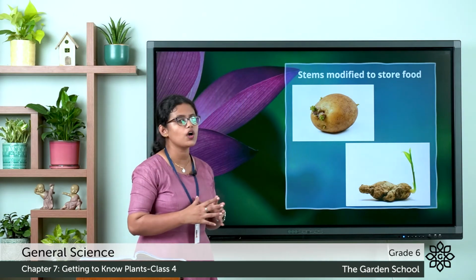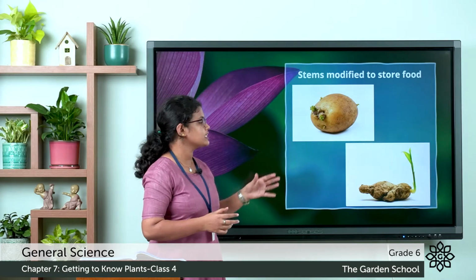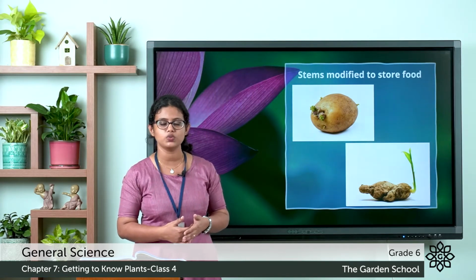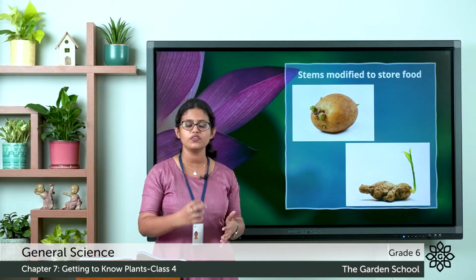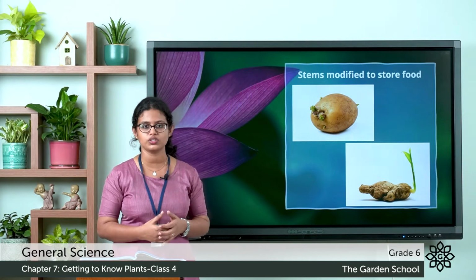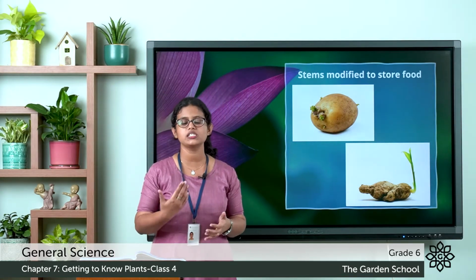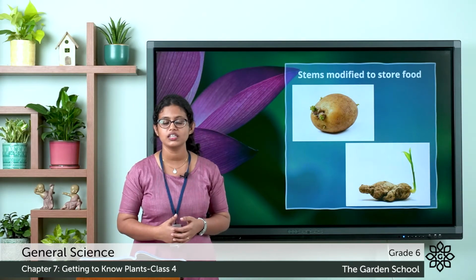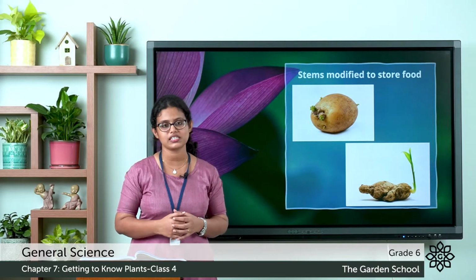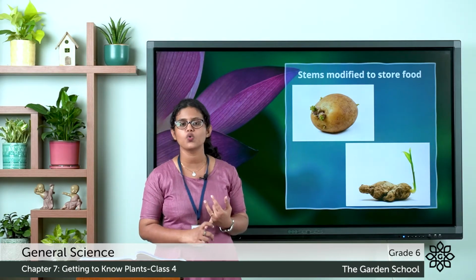If you closely observe this picture, you can see a potato. You can see it has an eye on it. If you cut a piece of potato that has an eye on it, and place it in moist soil under favorable conditions, it grows into a new plant. So these plants have stems that are modified to store their extra food. So that is about stems modified to store food.